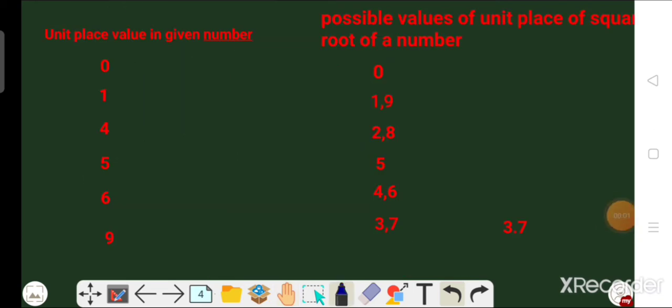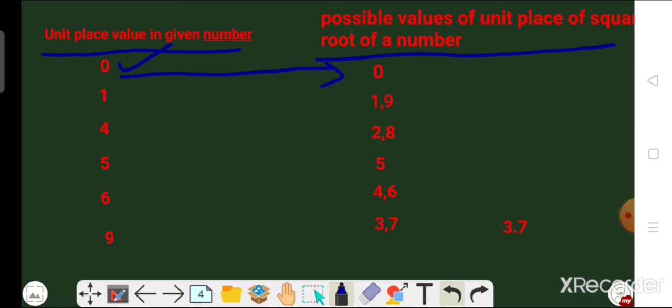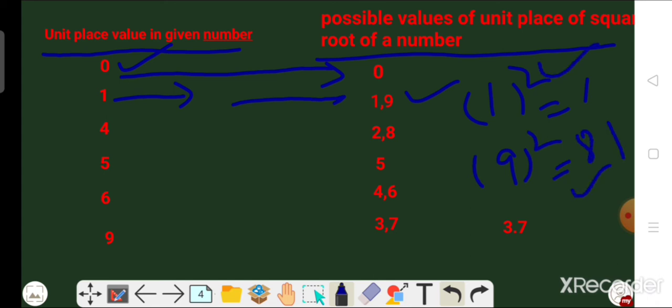Now we will learn about the possible values of the unit place of the square root of a number. Okay. So beta, if we have a number whose unit place is 0, then the unit place in the square root of that number is also 0. And if we have a number with unit place 1, then the unit place value in the square root of that number may be 1 or 9, because 1 square is equal to 1 and 9 square is equal to 81. In both numbers, the unit place will become 1.